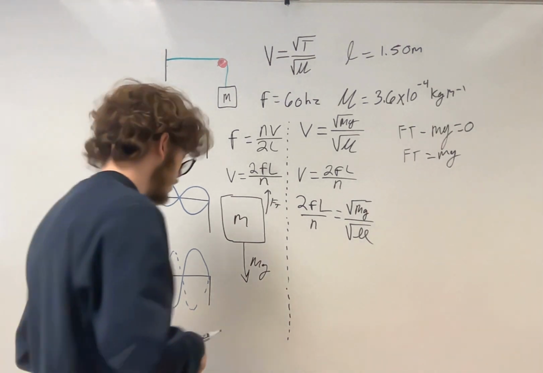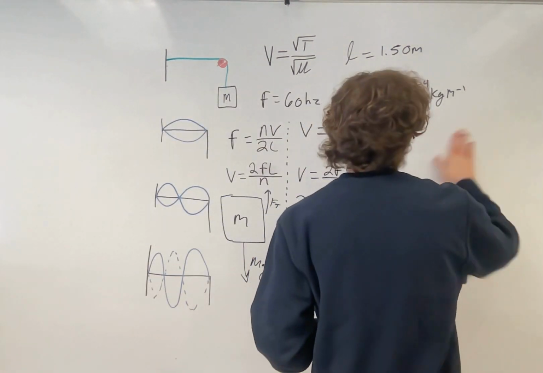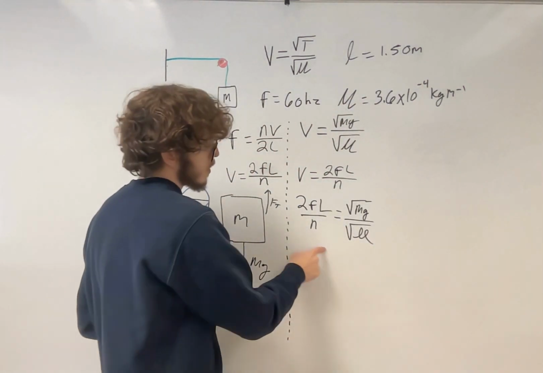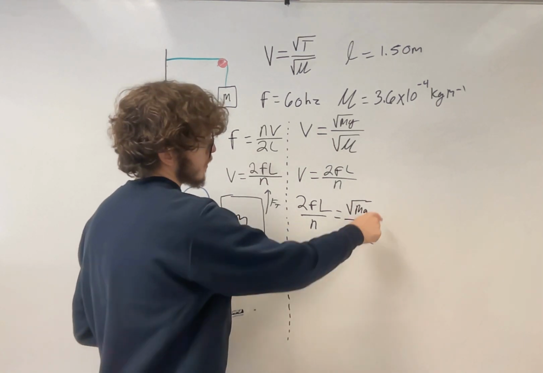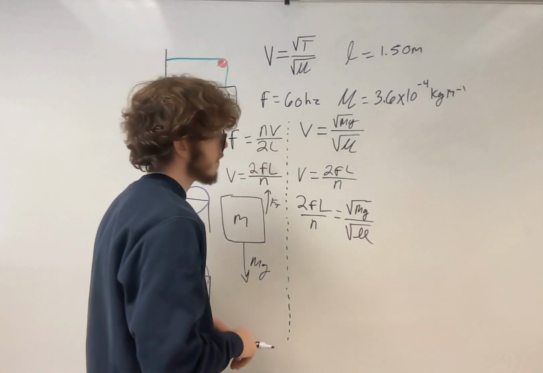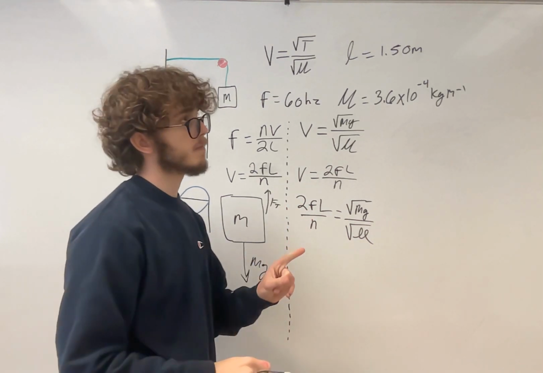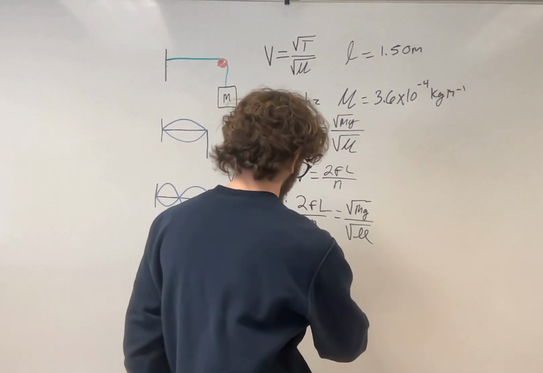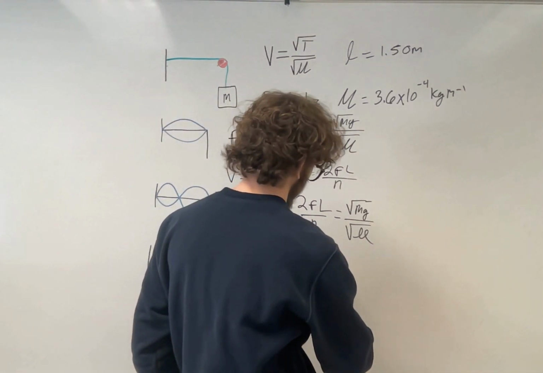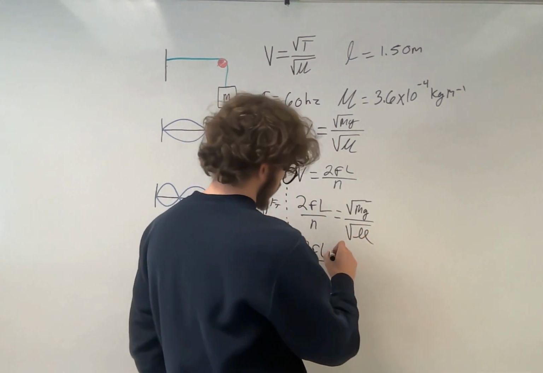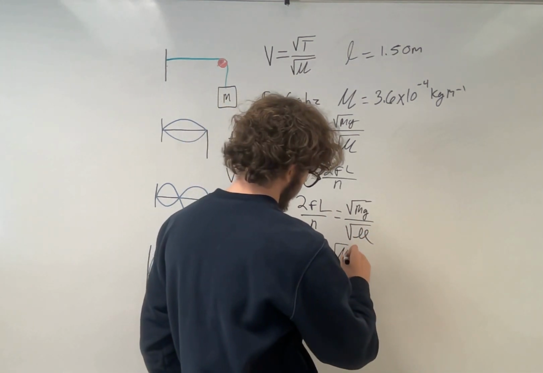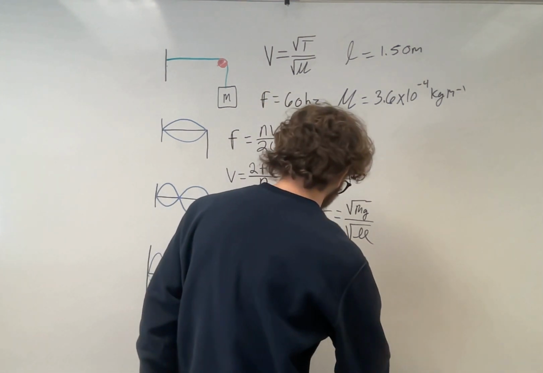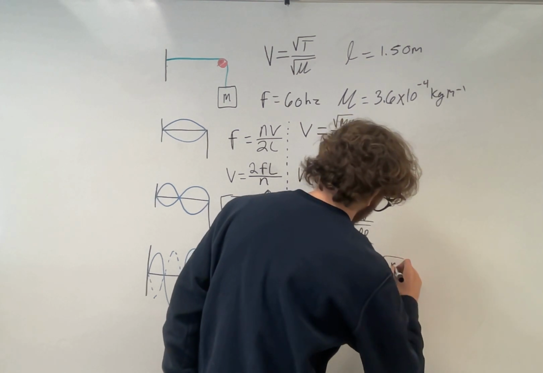Now it should seem a little bit more solvable. You're looking at it, you're like, oh, that algebra looks hard and annoying. And it kind of is. But we're going to have to go through it here. So we're going to bring up our linear mass density, and we're going to divide by the square root of gravity. Okay? Or actually, there's a mistake that you can make that I do want to cover. So 2FL over N, and then this is multiplied up times the square root of the linear mass density is equal to the square root of mass times gravity.